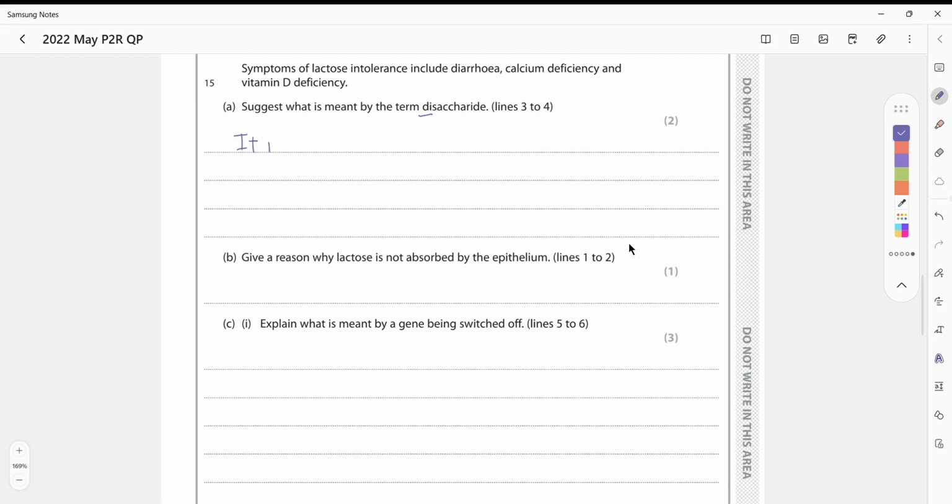It is a type of sugar where two monosaccharides are joined together.